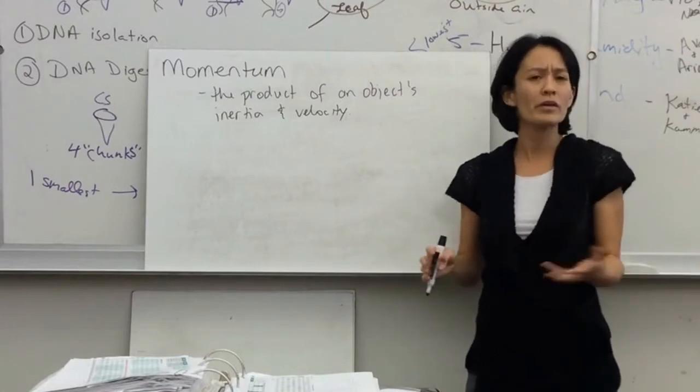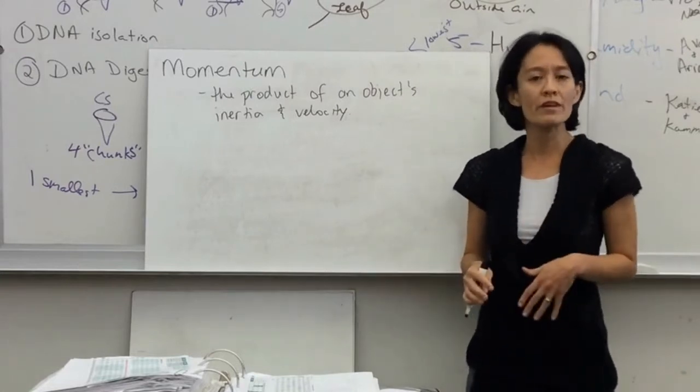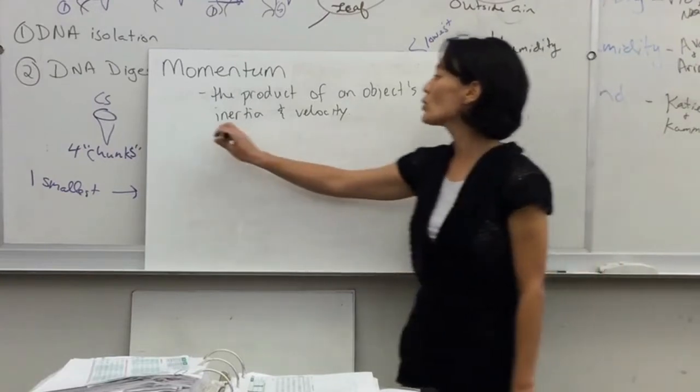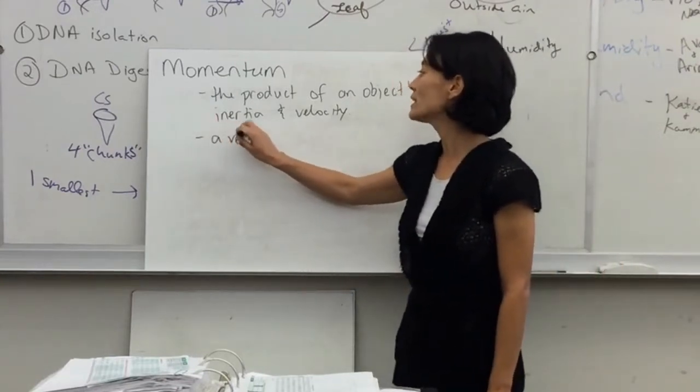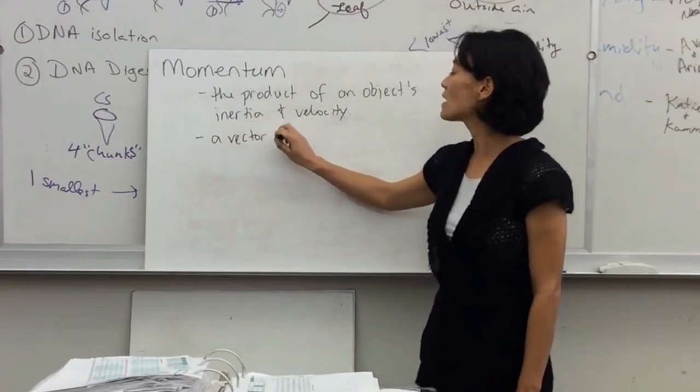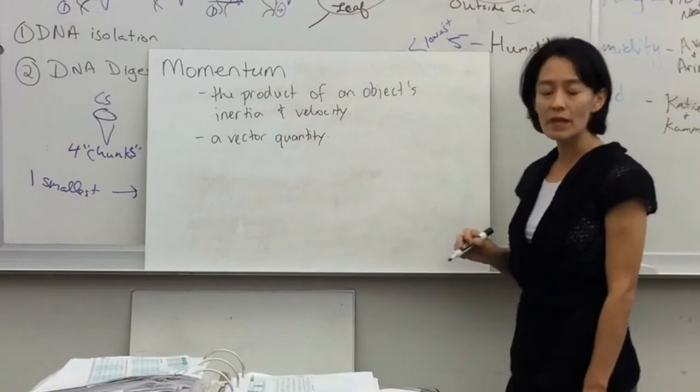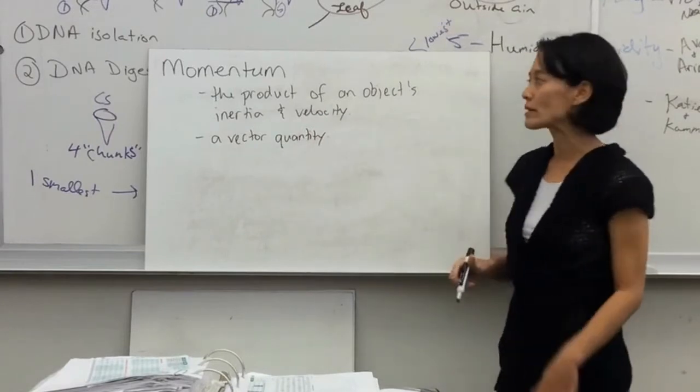Like a football player running on the field, or something can have a big momentum because it has a really big velocity, like a bullet. Something to note is that it is a vector quantity, so it does have a magnitude and a direction. So we're going to have to keep that in mind. We're going to have x momentums and y momentums.